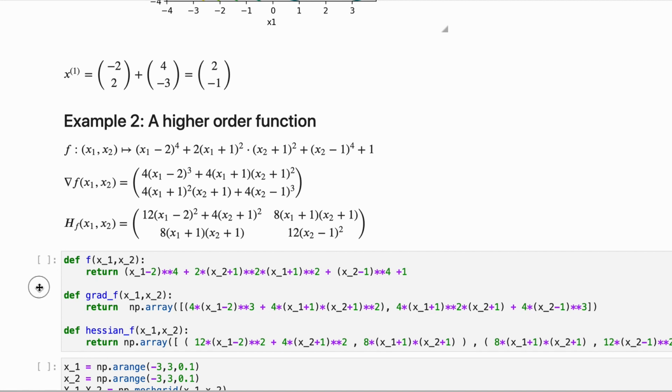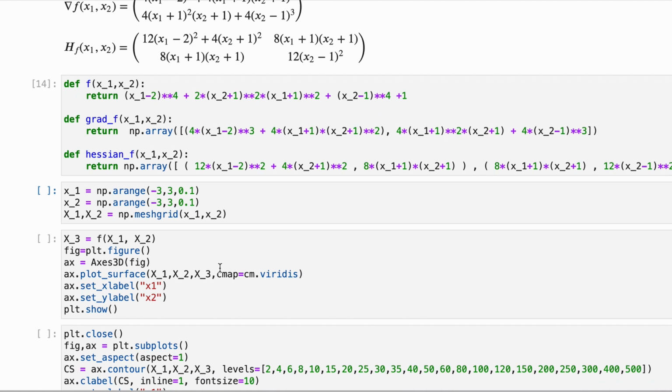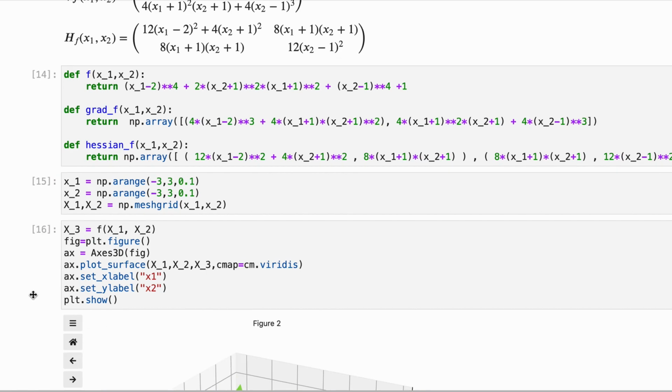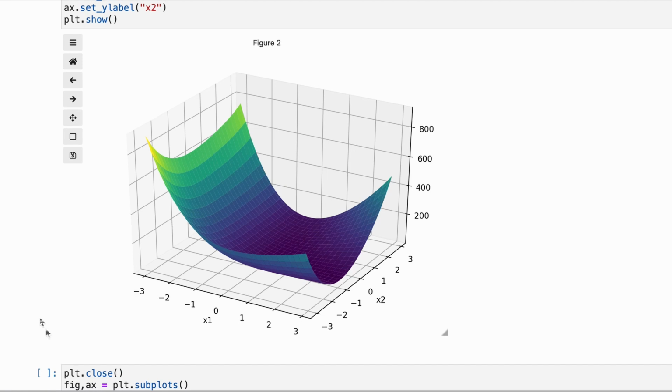And again, we are defining Python versions of that function. Those just evaluate, given an input x1, x2, the values for f, for the gradient, and for the Hessian, so we can use that for the computations. Again, we're plotting the function, in a slightly different range this time, because the function really grows quickly, as you can see here. Even for that reduced range from minus 3 to 3, you get values higher than 800. But you can see there seems to be at least one minimum in that general range.